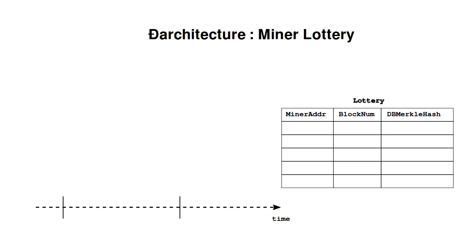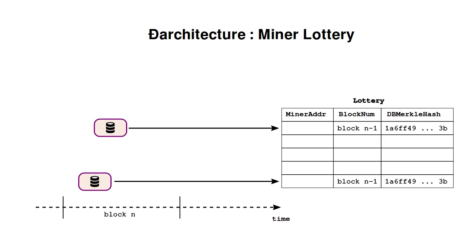Let's pretend that Ethereum has just published block n-1 and begins work on block n. Within milliseconds, every miner receives a block completion event. Each miner does its database commits, calculates a hash, and sends it to the lottery at the same time block n transactions are being processed.